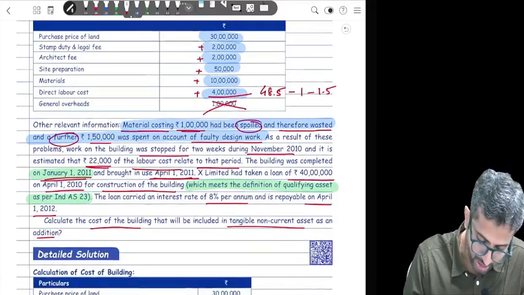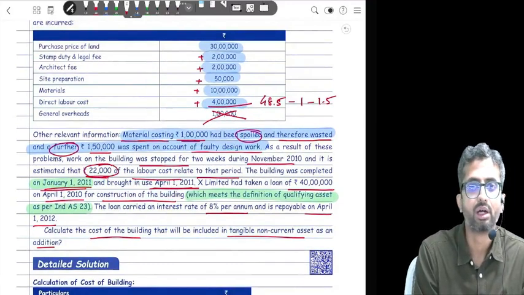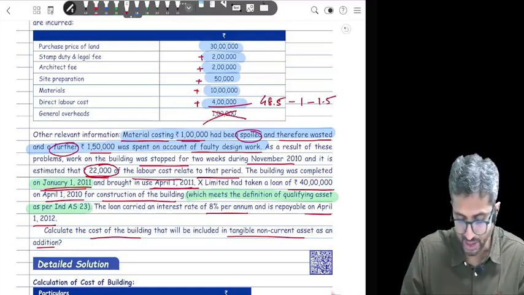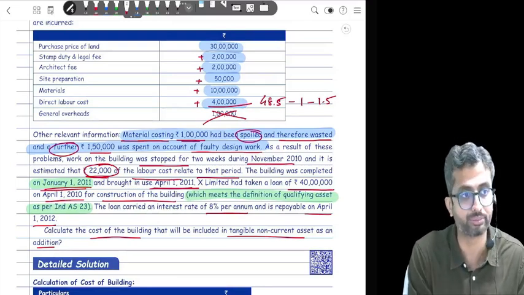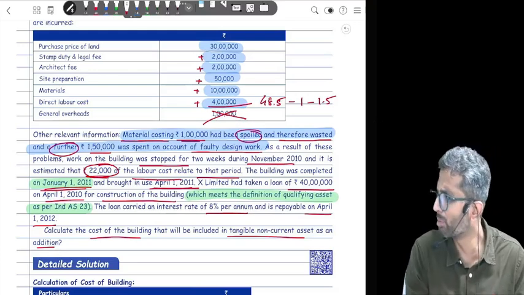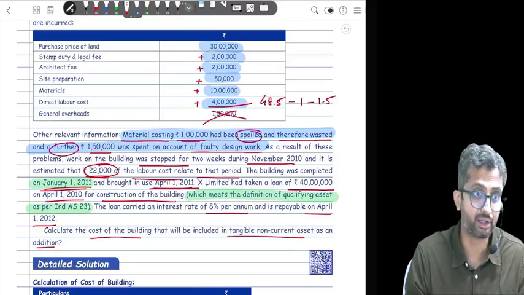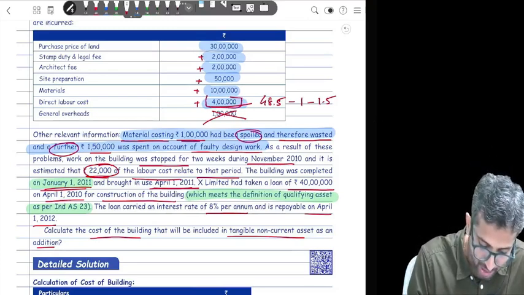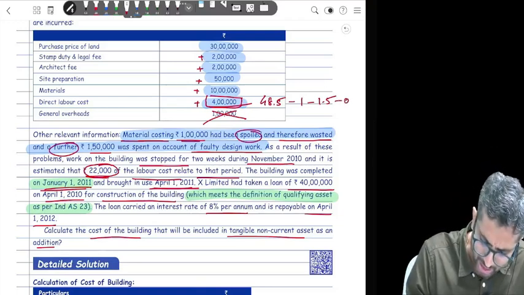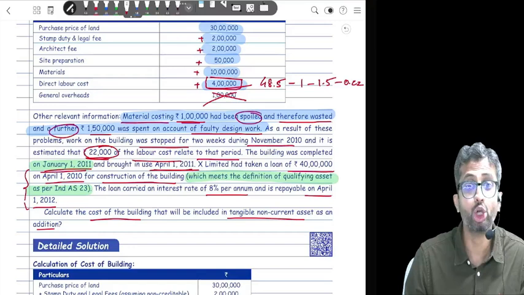So over here, what about this 22,000 of labor cost? Work was stopped for 2 weeks, and during those 2 weeks, labor was sitting idle, and hence you had to pay 22,000. Is that directly attributable to construction? No. Is that also an abnormal loss due to the spoilage and faulty design? Should you also deduct that? Probably this entire 4 lakh of labor includes the 22,000. Should you deduct the 22,000? Is everyone clear?